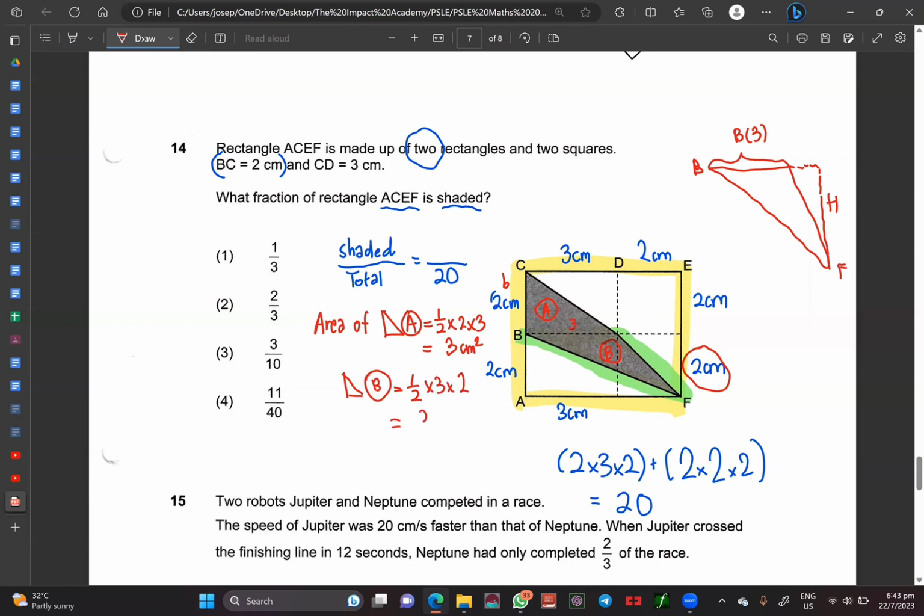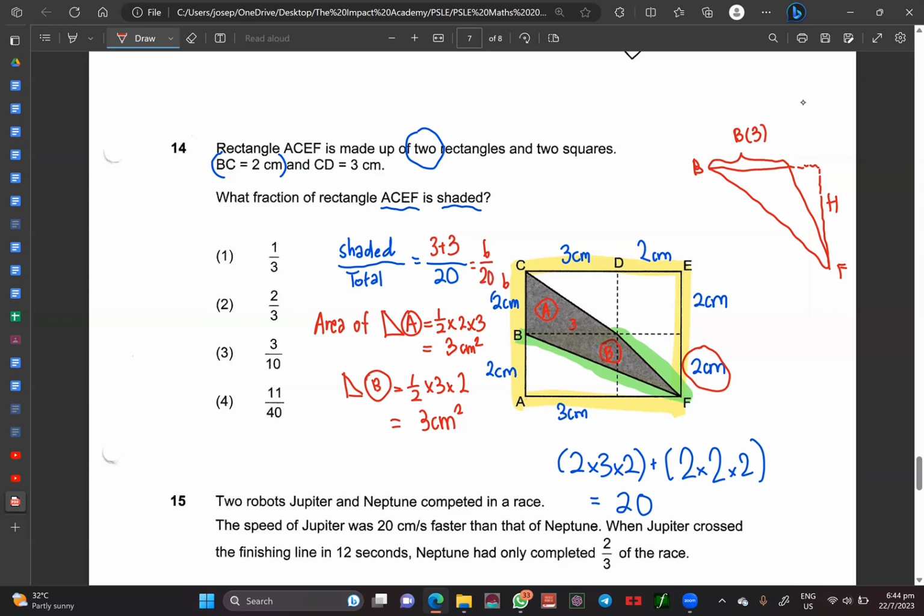Half of 6, that gives me 3 centimeters squared as well. Okay, I hope this is something that you are clear about. So once this is done, what are you going to do next? Of course, they want you to find the fraction of rectangle ACEF that is shaded. Since you know that the shaded area is 3 plus 3, we are going to write 3 plus 3, and therefore 6 over 20 is my answer.